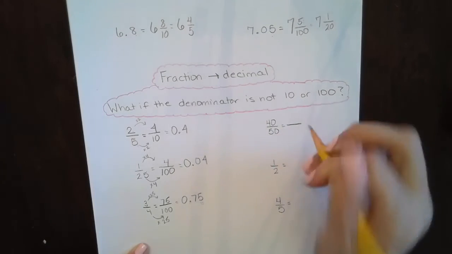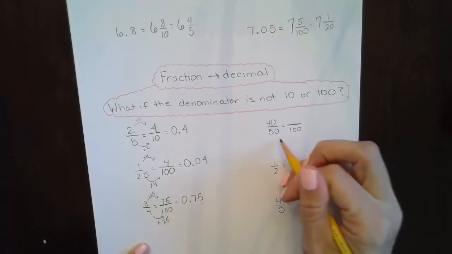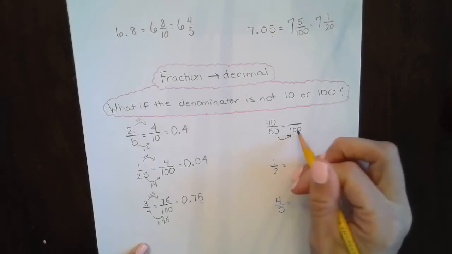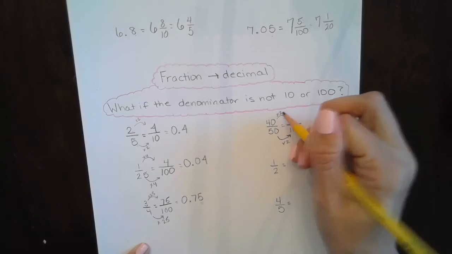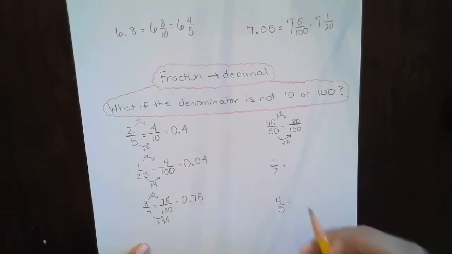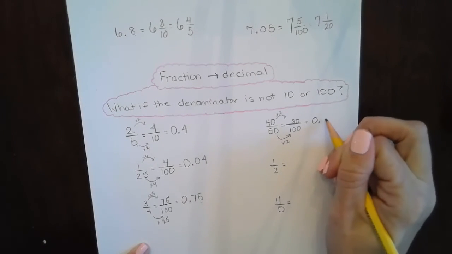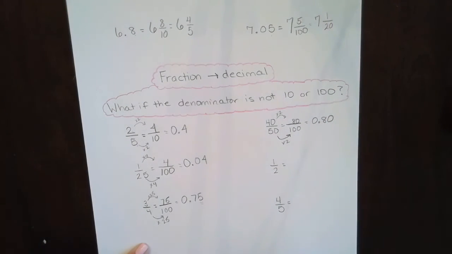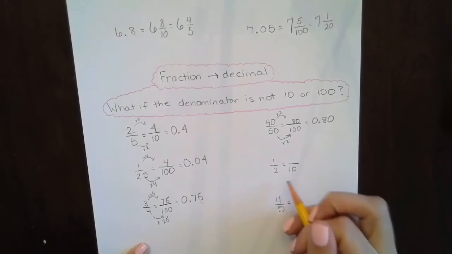40/50ths, well, I could actually do either, but I'm going to turn it into hundredths because that's pretty easy. And I'm going to say 50 fits into 100 2 times. I have to do the same thing to the top. So I get 80/100ths, okay? And that's going to give me 0.80, okay?